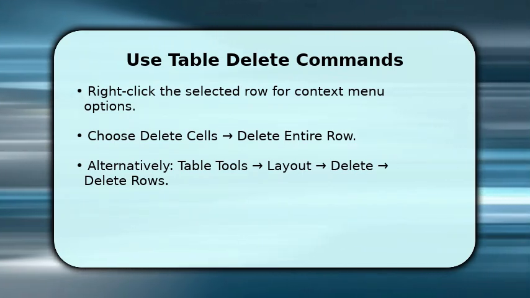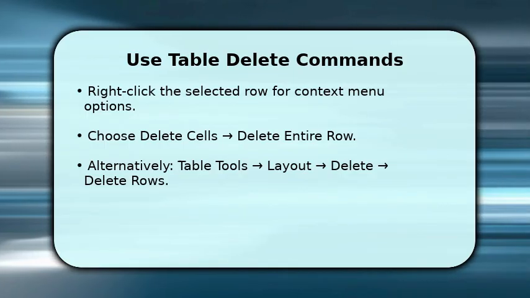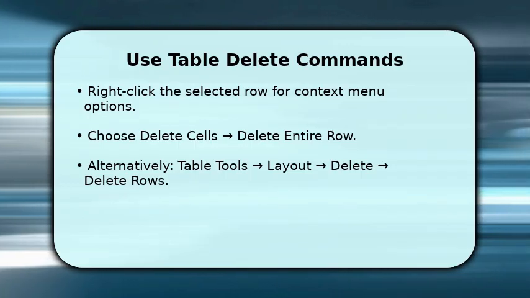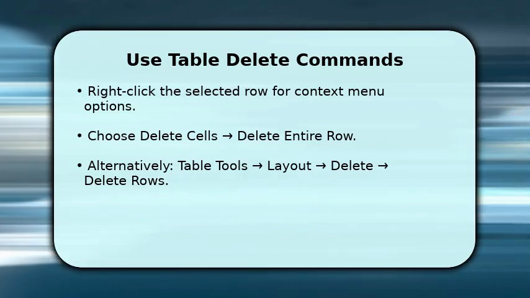Right-click the selected row and pick Delete Cells, then choose Delete Entire Row. This ensures only the row is removed and surrounding cells shift properly. Once done, check Table Tools, Layout, Delete Rows if you prefer the ribbon. These built-in options preserve table structure and formatting.